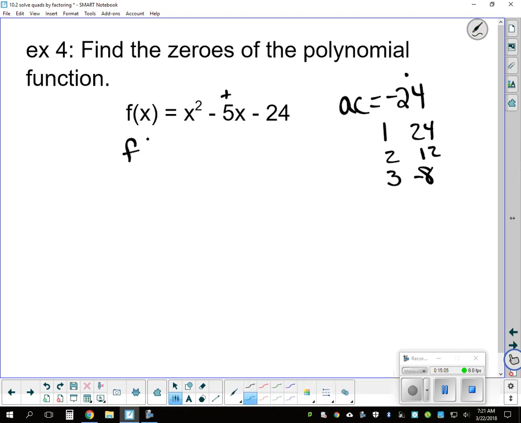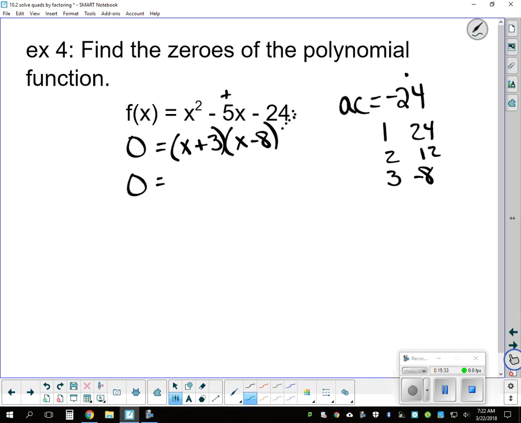In this case, whoops, let me change that to a 0 to make it easier for us. In this case, I can take the shortcut because my coefficient of x squared, my a, is 1. So I can go straight into my parentheses, x plus 3 and x minus 8. If you don't recognize that you can take the shortcut, by all means, go through all the steps. It'll be fine. You'll still end up right there. But if you see the shortcut, it'll save you some time.